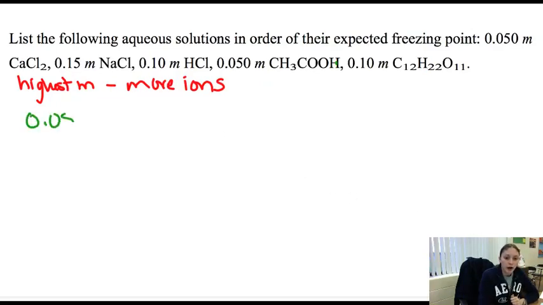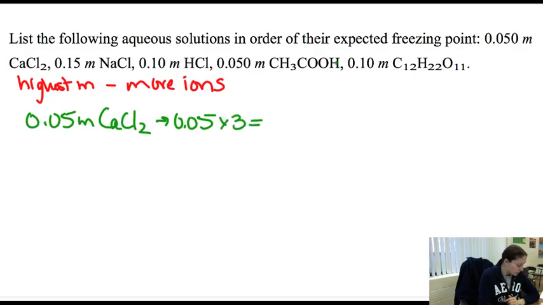So I've got a 0.05 molal CaCl2. How many ions is that going to break apart into? Well, it's going to break apart into 3: 1 calcium and 2 chlorines. It's an ionic bond, so everything splits apart. So we actually have 0.05 times 3, which is actually 0.15 molal.